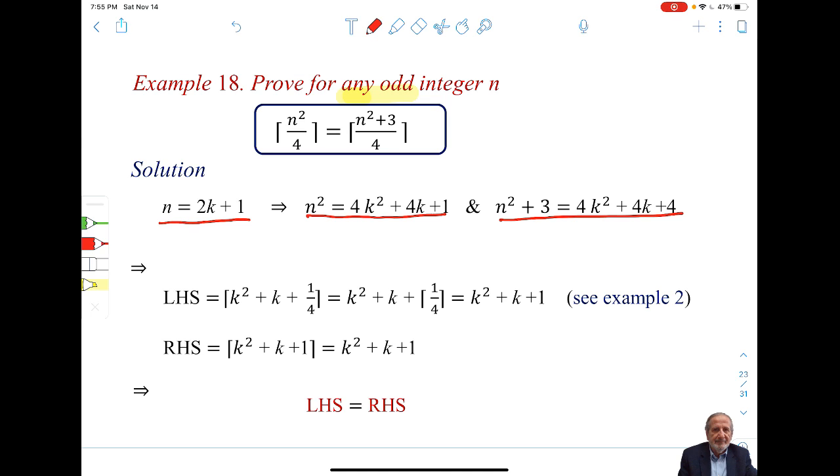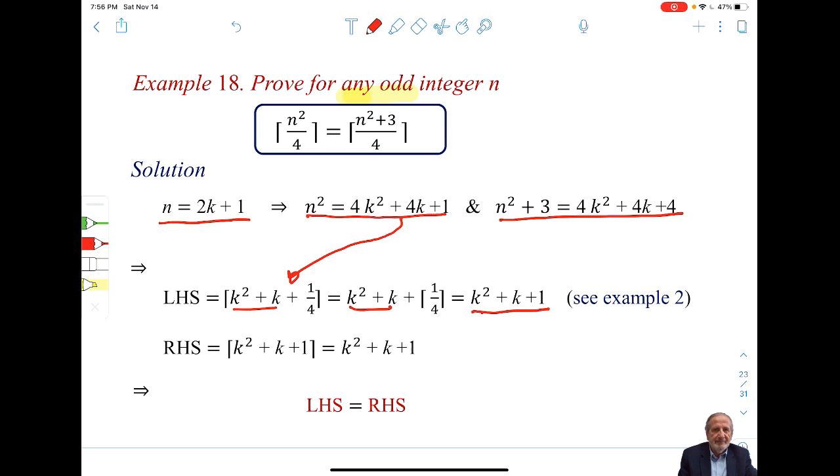Now, the left-hand side: you are taking this and dividing it by 4. When you divide this by 4, again, look what happened, this is an integer. I'm going to get it outside of the bracket, plus the ceiling function of 1/4, which is 1. So that's your left-hand side.